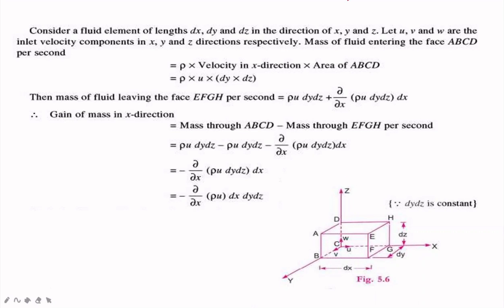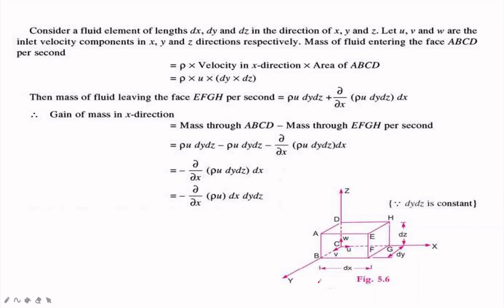So I take this as an element. Element ABCD is a fluid element. Okay, this element ABCDEFGH is the fluid element in three dimensions. We have the X direction, the Y direction, and the Z direction. Here Z is taken as the vertical direction, no problem, any direction, we just have to be good in maths. Now consider a fluid element of length dx, dy and dz in the direction of x, y and z.